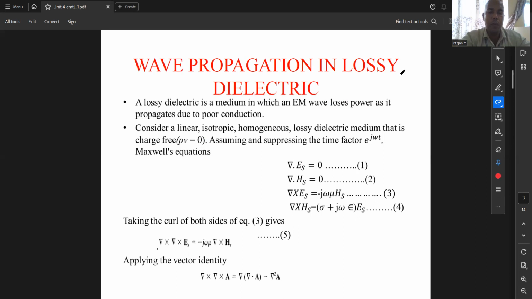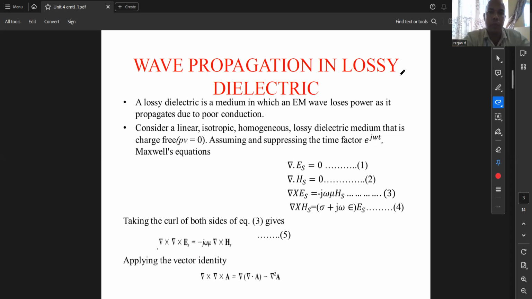Now we consider a linear, isotropic, homogeneous lossy dielectric medium. And I said lossy dielectric medium. So what is a lossy dielectric medium? It is a medium in which an electromagnetic wave loses its power due to the imperfect dielectric property.